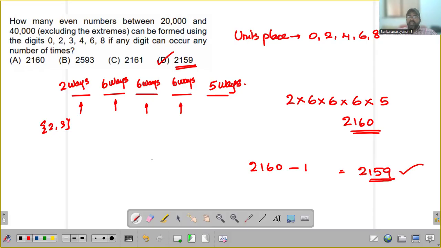All right. I believe this is a very good question because you are dealing with some constraints. So you have to be careful while attempting this question. I think it is clear to you all. Now let us go ahead with the next question.